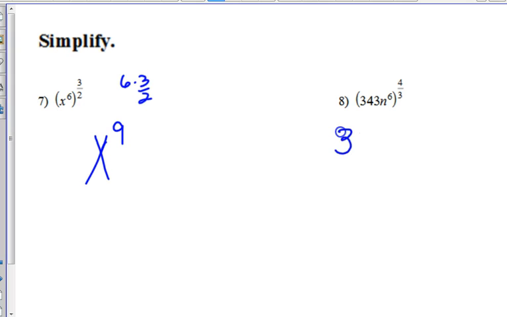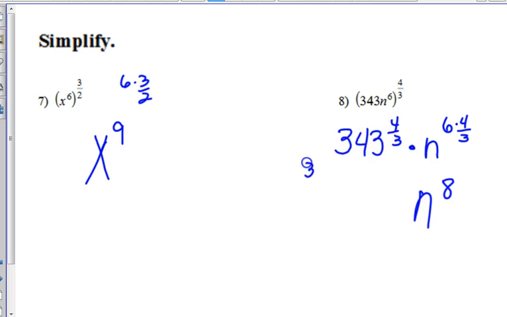Okay, this is 343 to the 4/3 times n to the, what happens when we multiply those? 6 times 4 divided by 3? Okay, n to the 8th. Is this a perfect cube, guys? The cube root of 343 is 7, and then what do I still have to do? To the 4th power, right?